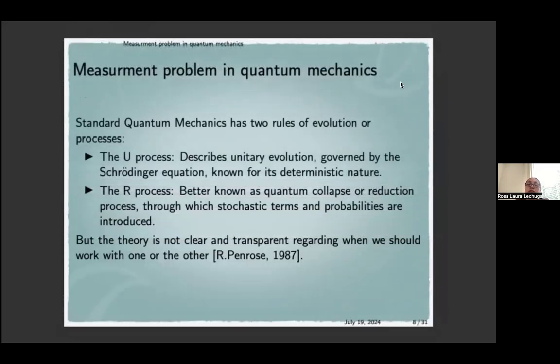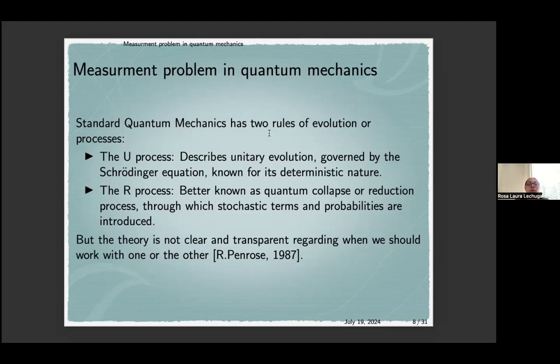So we're going to talk about quantum mechanics only for a few minutes, and let me talk about the measurement problem in quantum mechanics. There are many ways to introduce this problem or to address this problem in quantum mechanics, but I'm going to use the Penrose way to explain this.